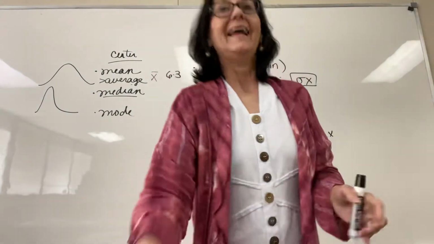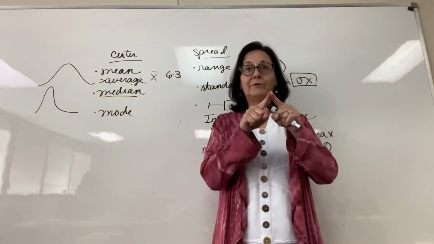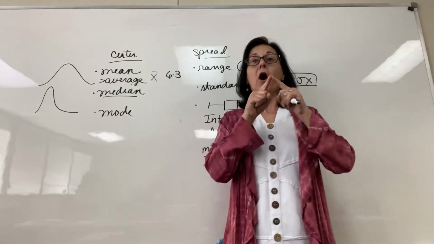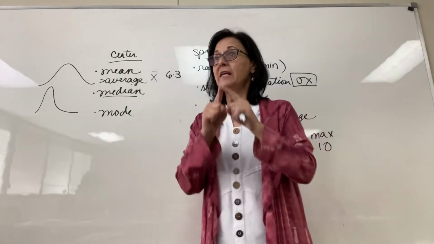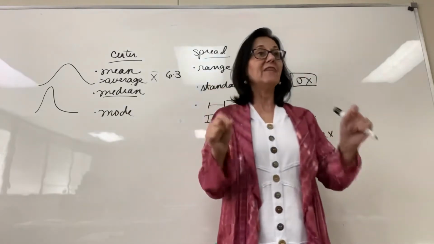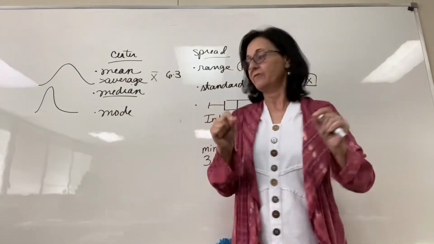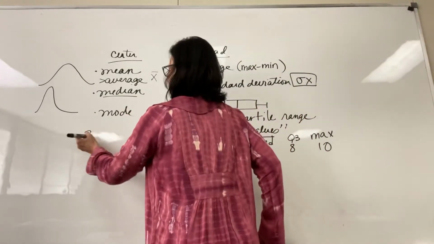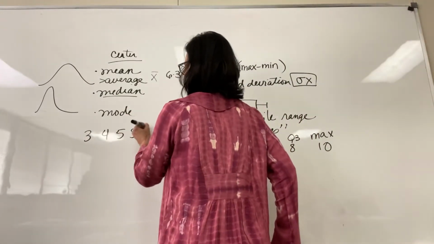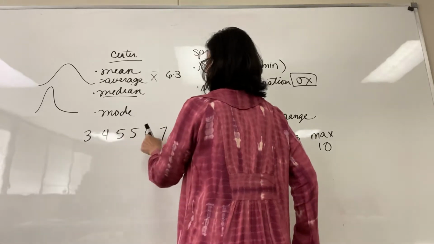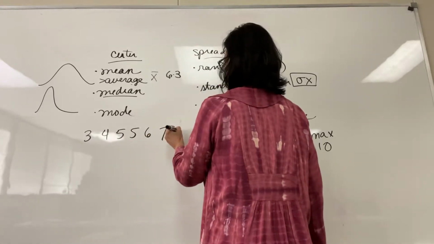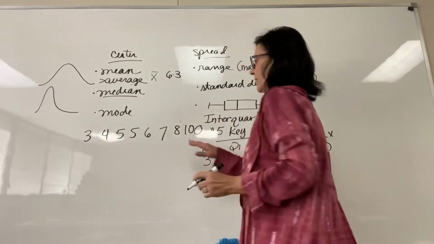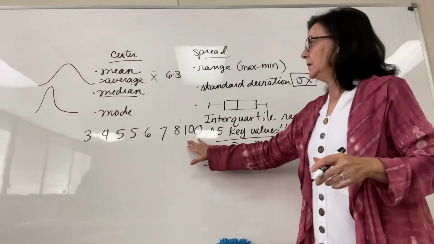What is the median? It's literally the middle number. You count to the middle. If there is an odd number of values, it's the middle. If there's an even number, it's the average of the two middle. So I'm just going to make up numbers. 3, 4, 5, 5, 6, 2, 4, 6.